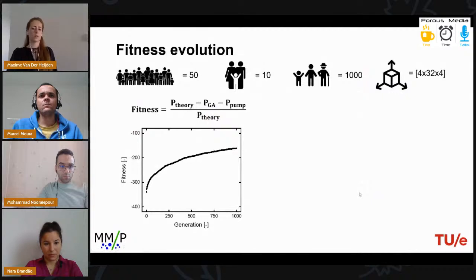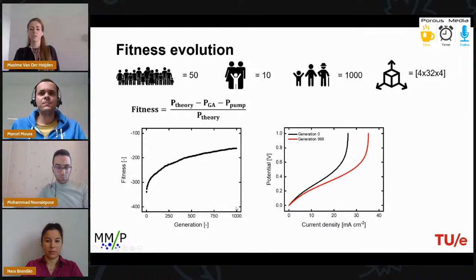We are still in the starting phase of developing this algorithm, but I can already show you some initial results. I evaluated 50 individuals, 10 parents, and I let it generate 1,000 times. I did it for a small semi-2D cubic network to increase the speed of the algorithm. When analyzing the fitness evolution, you see that each generation, the fitness improved. This means that the approach actually worked.